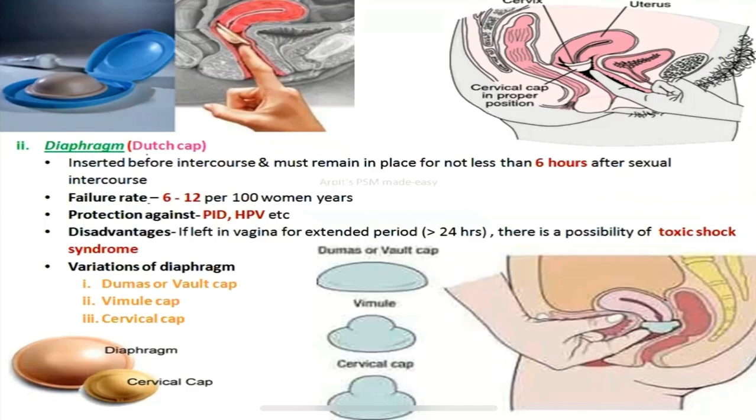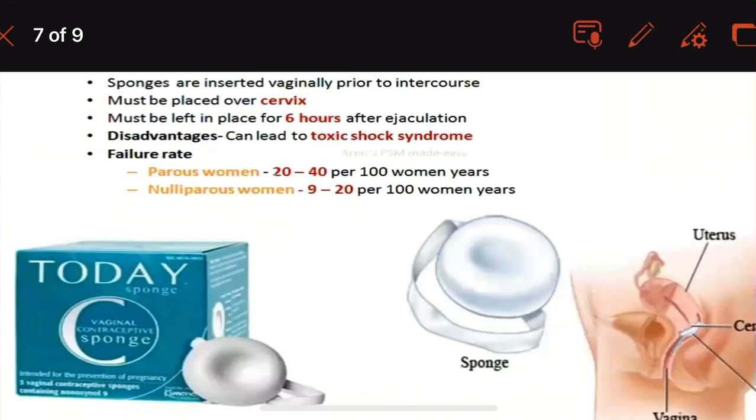Moving on to the third physical method. So let us revise the physical methods again, guys. Physical methods, how many do we have? The condoms, male and female. Then we studied about the diaphragm. And now we are going to study about the sponge. The popular vaginal sponge. The third one we are going to deal with.